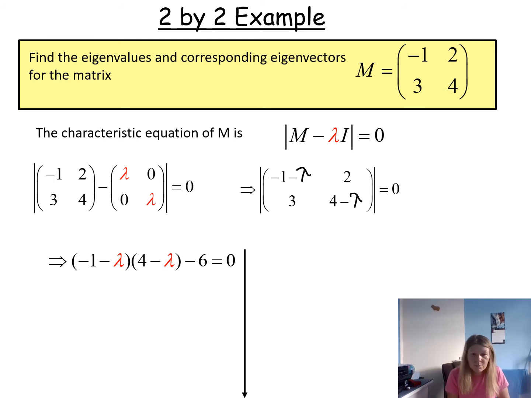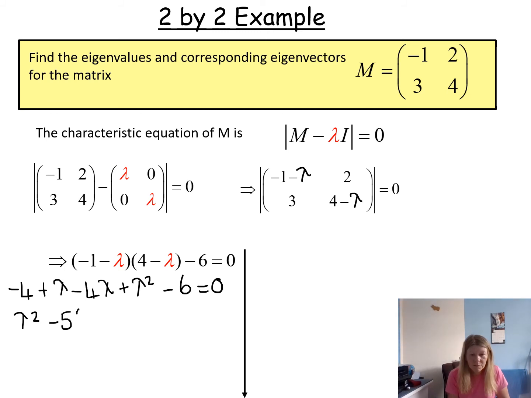So I've got to multiply out some brackets. So that's 4 minus 4 lambda minus lambda plus lambda squared minus 6 equals 0. So if you want to turn that equation round so it looks nicer, we've got lambda squared minus 5 lambda. Is that right? No. Oh, mishap. Minus 3 lambda.